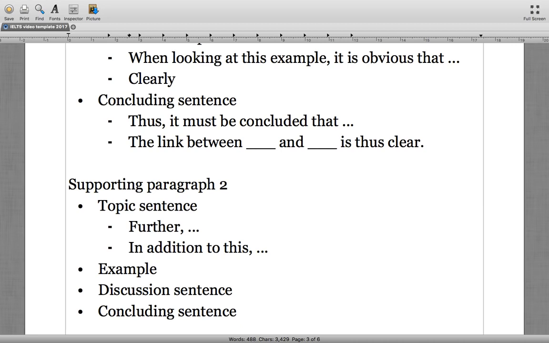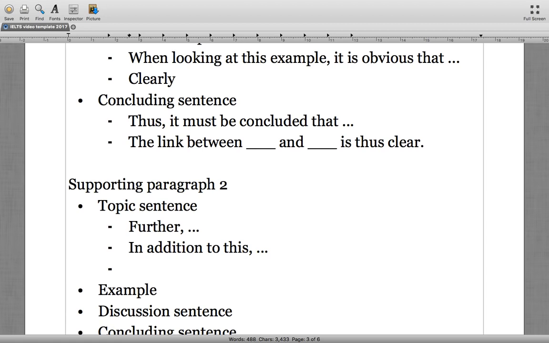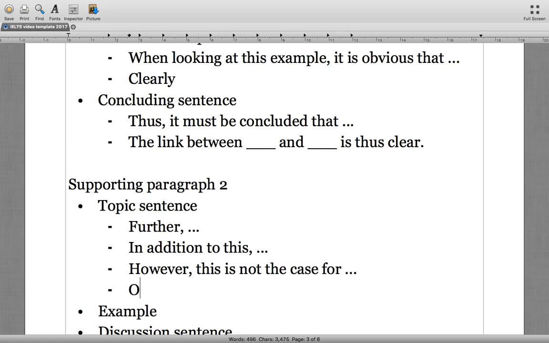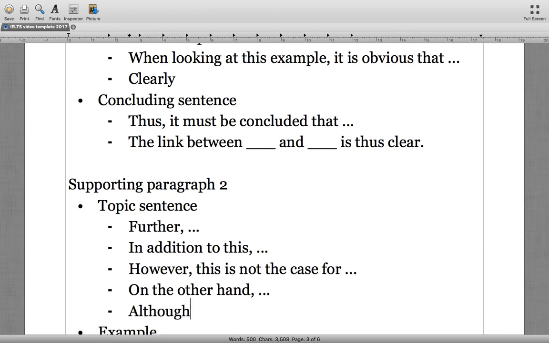Now, there might be certain instances when you are going to offer some concession, or you're providing some perspective by looking at an alternative point of view. So in these cases, you might use however. This is not the case for, and then whatever, carry on. Or on the other hand, although this may be true, and then carry on.